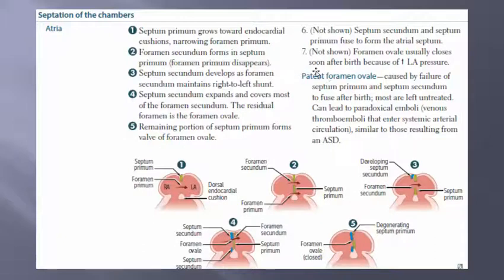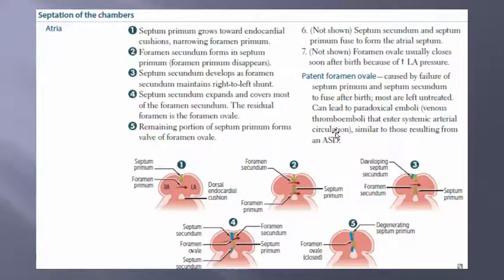And that hole is what they're going to call patent. Most are left untreated because they kind of heal themselves over time. But they can lead to paradoxical emboli. This is where you have a venous thromboembolus that enters the systemic arterial circulation, similar to those resulting from an atrial septal defect, ASD. So again, basically a hole.